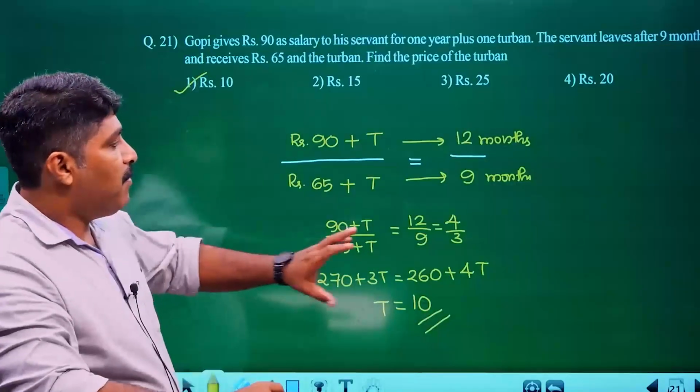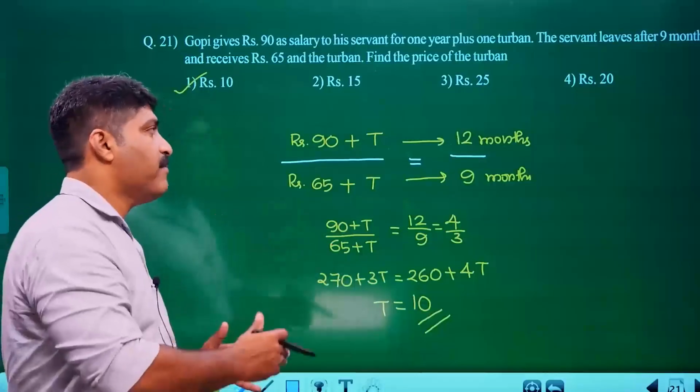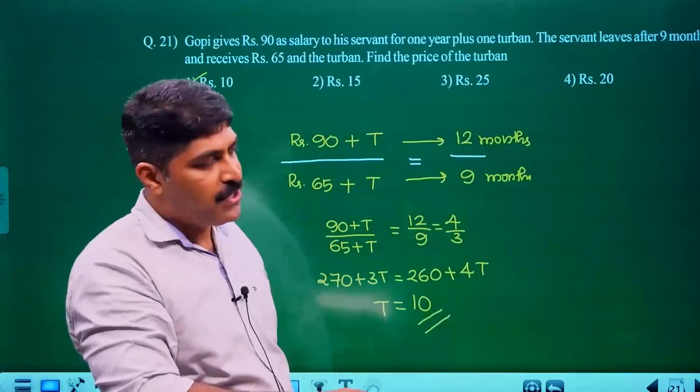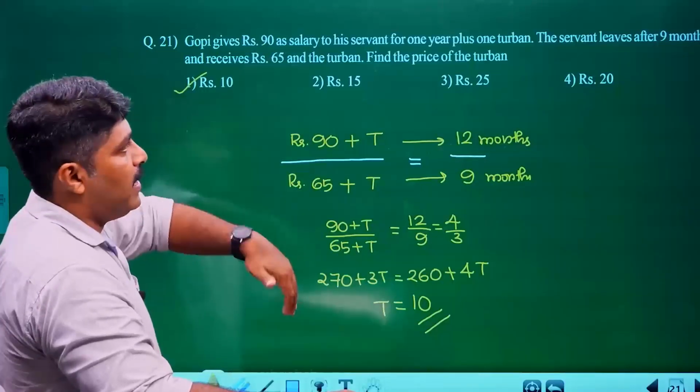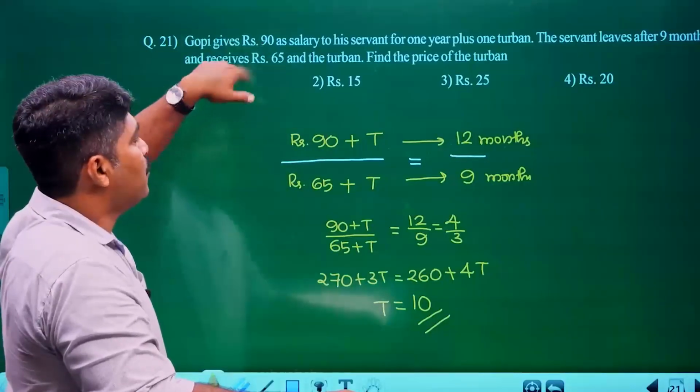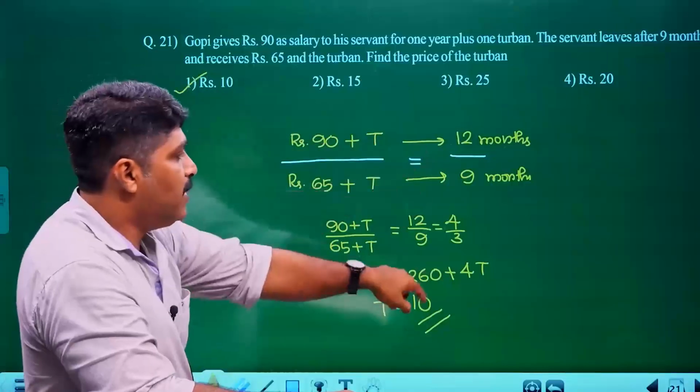Through this kind of proportionate approach, we can easily reach the conclusion. Otherwise, you can just substitute the values here and look at which of those values will give the ratio 4:3.